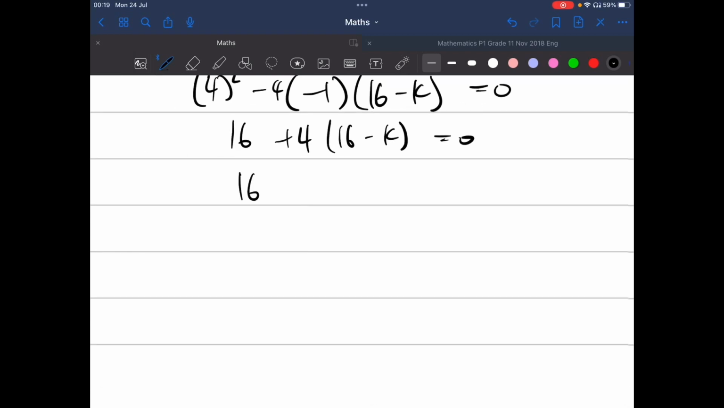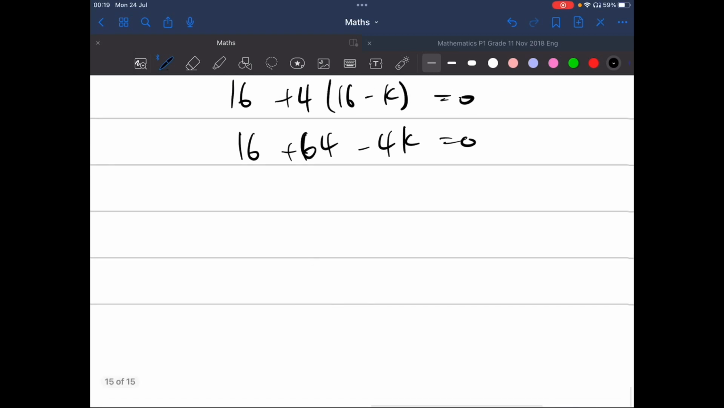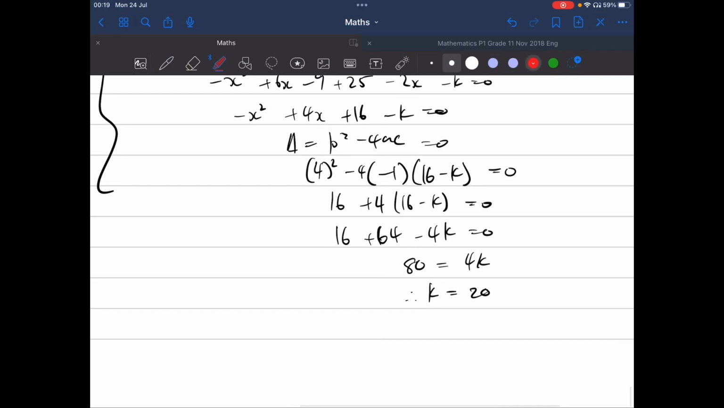So 16, because I just squared 4, plus 4 times 16 minus k equals 0. So 4 times 16 is 64, so plus 64 minus 4k equals 0. 16 plus 64 now is 80, so 80 equals 4k. I just moved this to that side. So therefore k is equal to 80 divided by 4, which is 20. So that's the answer then.